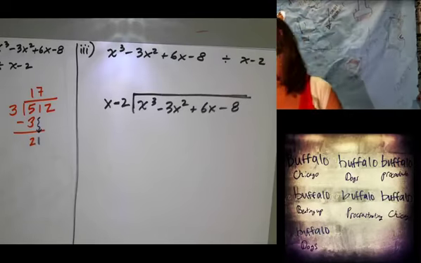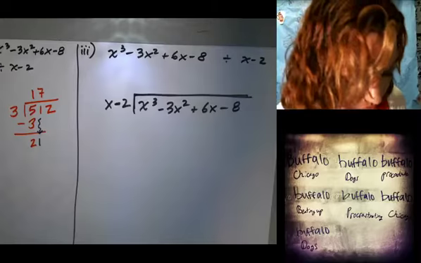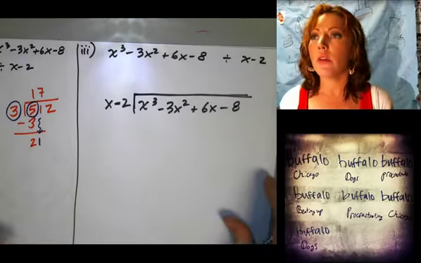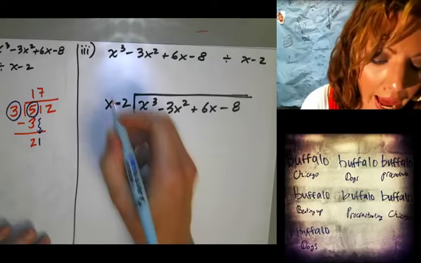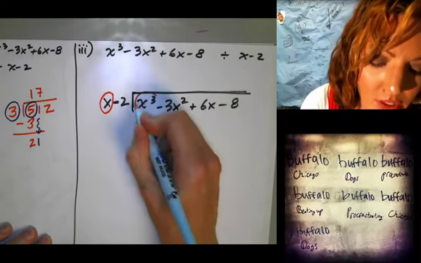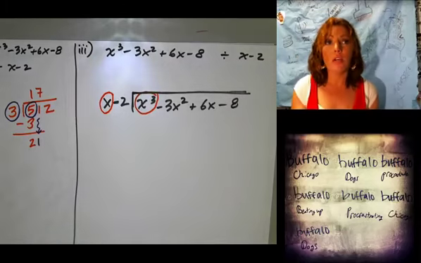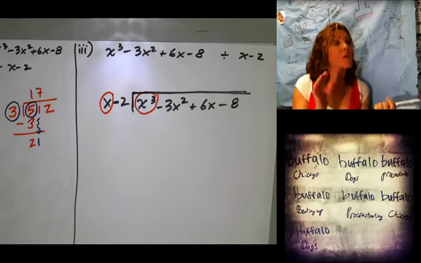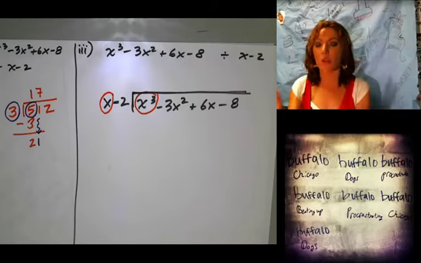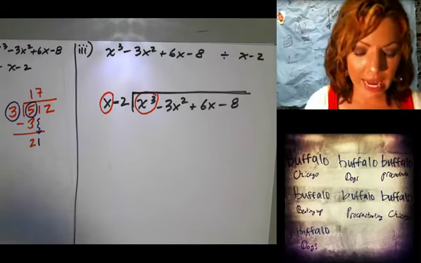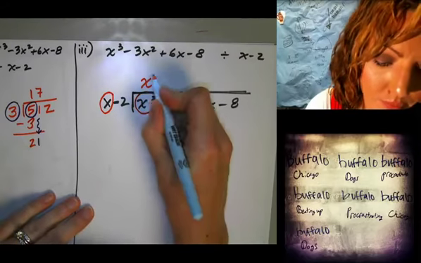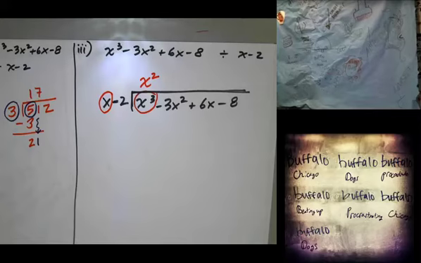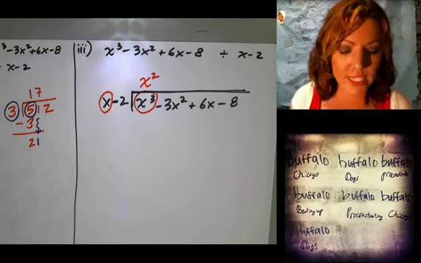Okay, so we started out over here by saying, how many times does 3 evenly go into 5? We're going to do the same thing over here. How many times does x evenly go into x to the 3rd? So let's think about it a different way. What do I multiply x by to get x to the 3rd? X to the 2nd. So that's what we put up here. Can you guys see that orange okay? Yes. Okay.